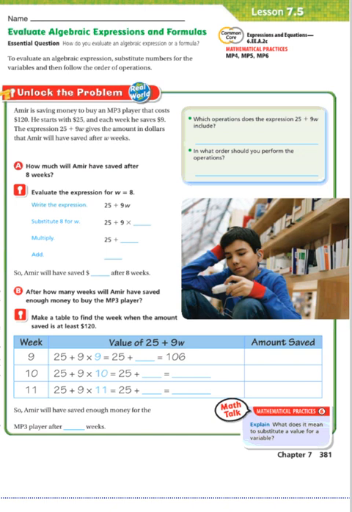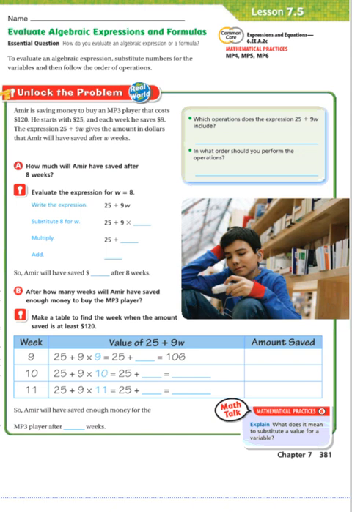Unlock the problem. Amir is saving money to buy an MP3 player that costs $120. He starts with $25, and each week he saves $9. The expression 25 plus 9W gives the amount in dollars that Amir will have saved after W weeks. A. How much will Amir have saved after 8 weeks? Evaluate the expression for W equals 8.